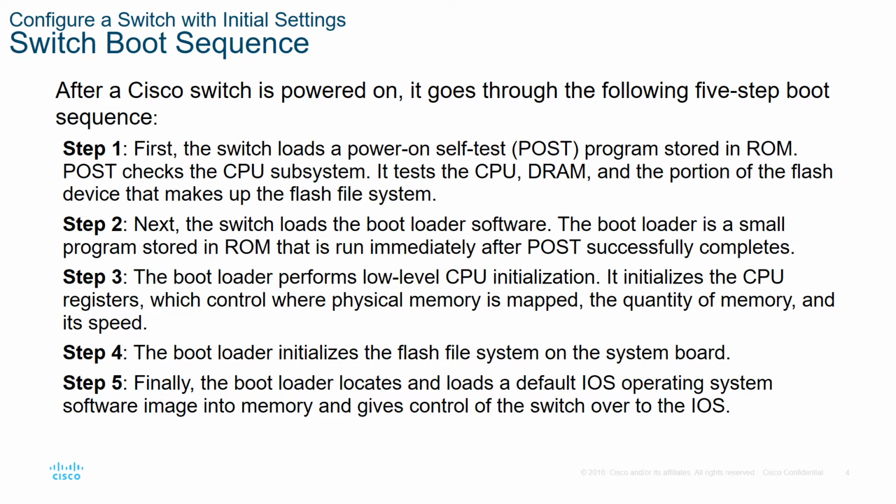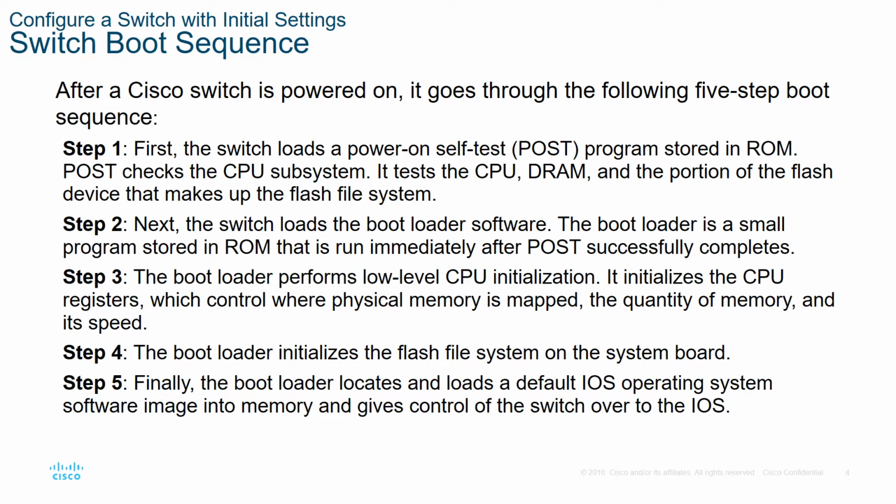The objective of the third step is executing the bootloader software. The bootloader performs some low-level CPU initialization. It initializes the CPU registers, which control where physical memory is mapped, the quantity of memory, and its speed. Once it initializes the CPU registers and the memory, then the fourth step is initiated. The objective of the fourth step is to initialize the flash file system on the system board.